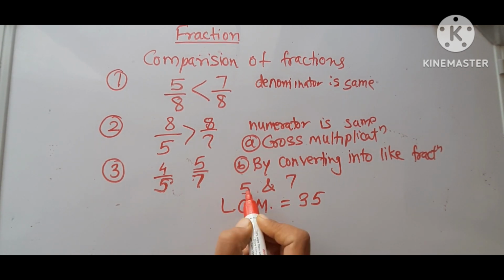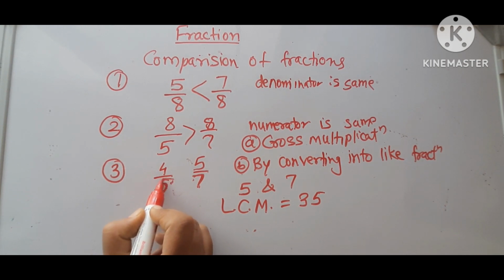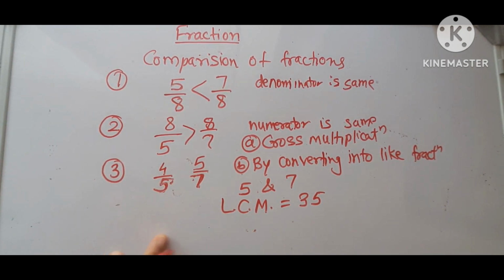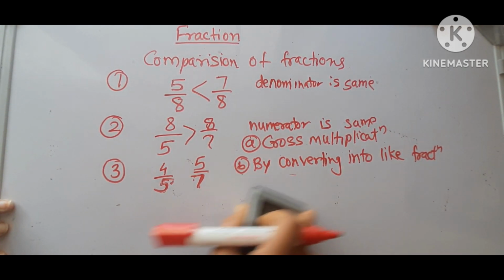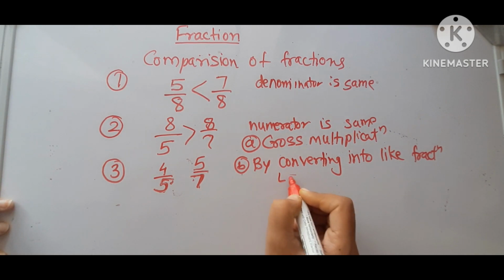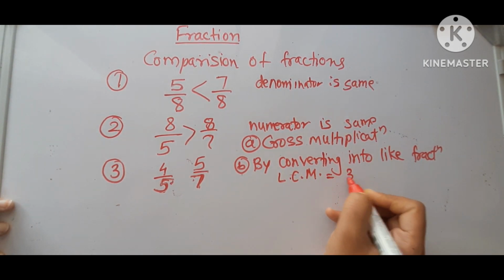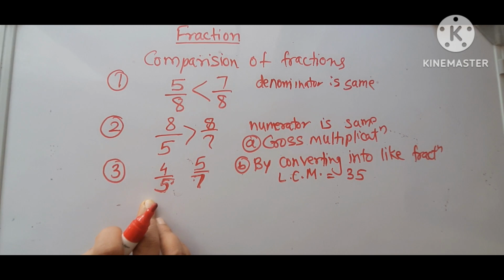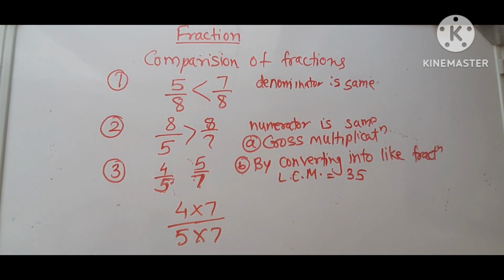So in this case, we know the LCM of 5 and 7 is 35. Now we have to convert the denominators 5 and 7 into the least common multiple, that is 35. To convert 5 into 35, I need to multiply it by 7. So we'll multiply by 7. If we are multiplying the denominator, we have to multiply the numerator as well with the same number.